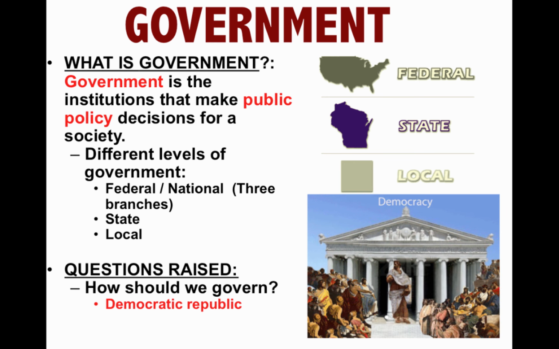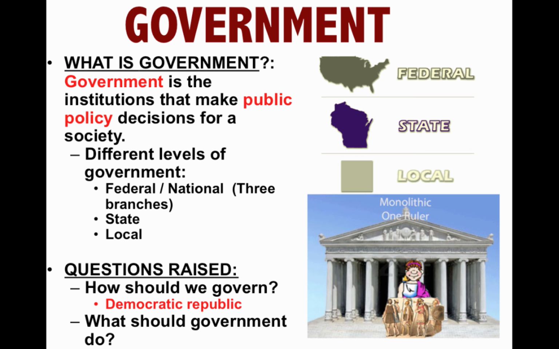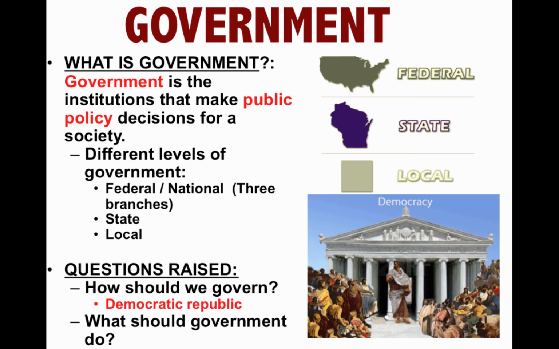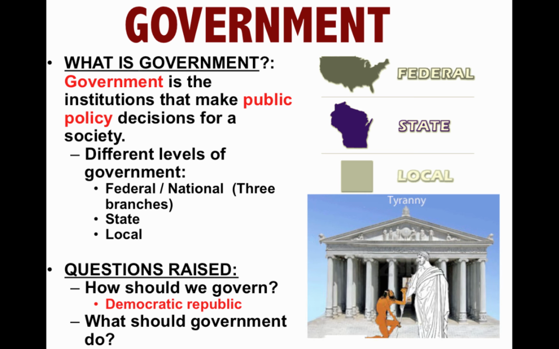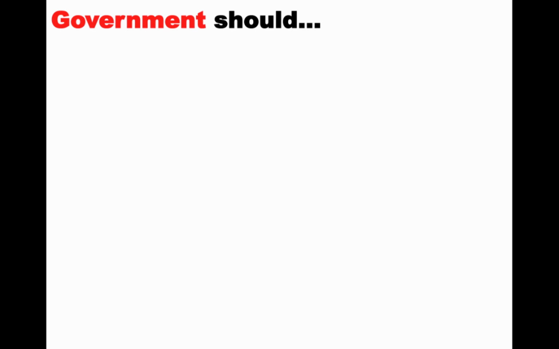Now, there are some questions raised with this basic idea of government, and that is, how should we govern? We have a democratic republic, but that is not the only form of government. And another big important question, one you're going to see constantly throughout these chapters, is what should the government do? Should they be involved in healthcare, gun control, trying to stop global warming, and other issues?